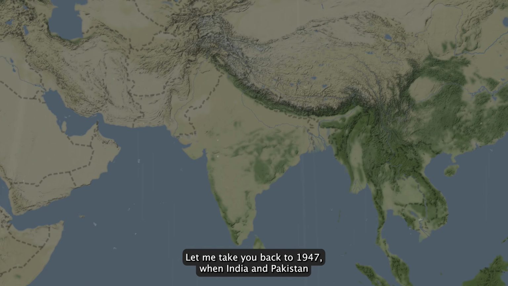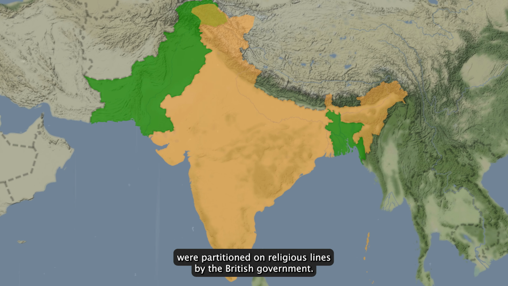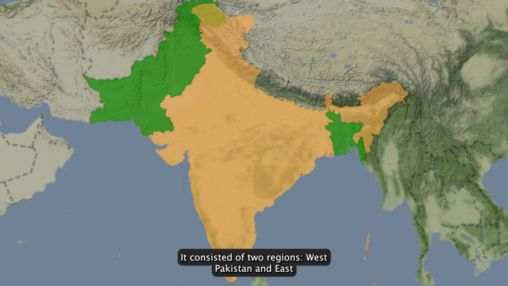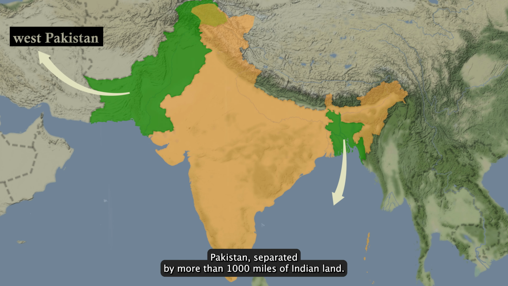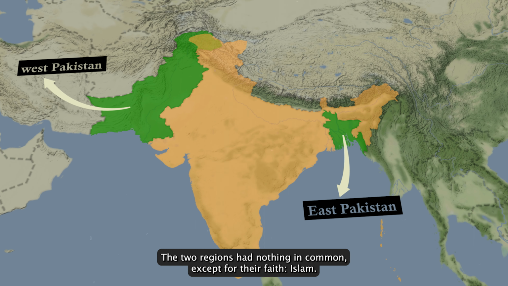Let me take you back to 1947, when India and Pakistan were partitioned on religious lines by the British government. It consisted of two regions, West Pakistan and East Pakistan, separated by more than 1,000 miles of Indian land. The two regions had nothing in common except for their faith, Islam.